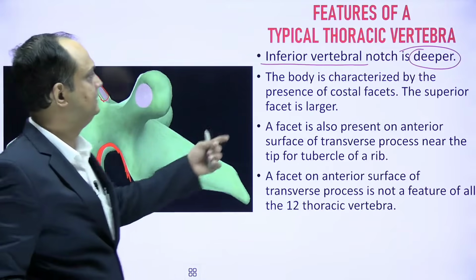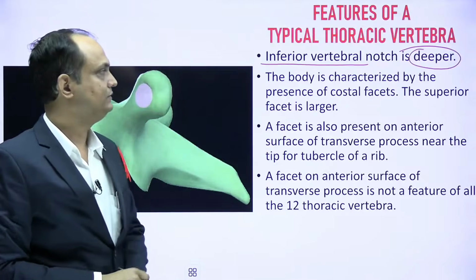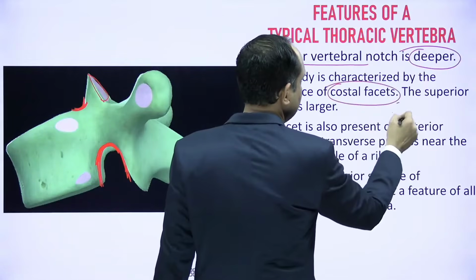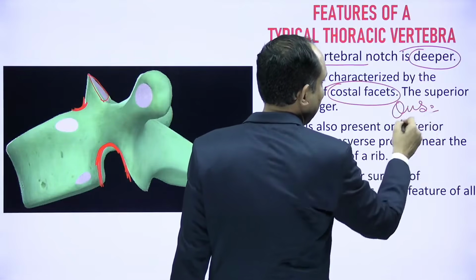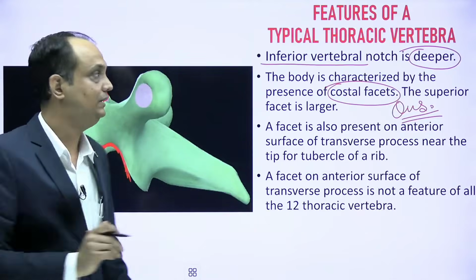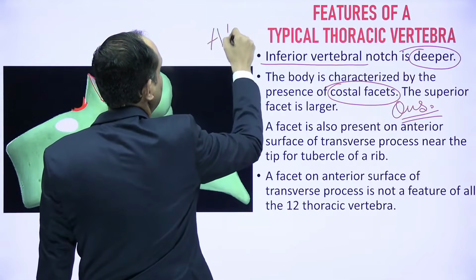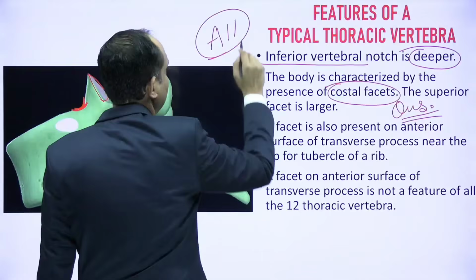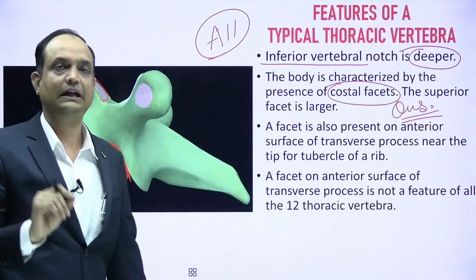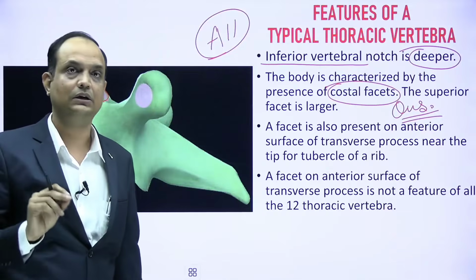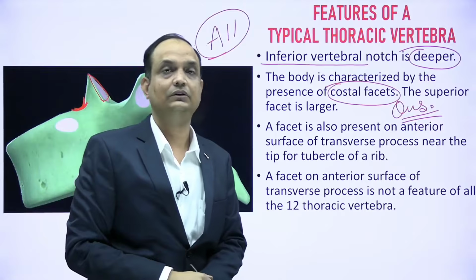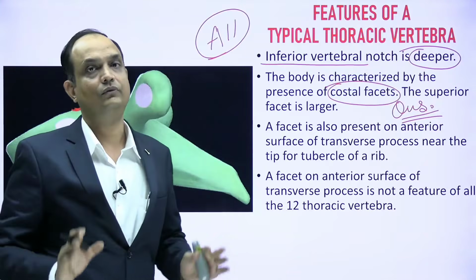Another important thing is that the body is characterized by the presence of costal facets. Now this is the most important single character of all thoracic vertebrae. I am saying all thoracic vertebrae. If somebody asks you to tell the single characteristic feature of all the thoracic vertebrae, my answer is the presence of the costal facets on the sides of the vertebral body.